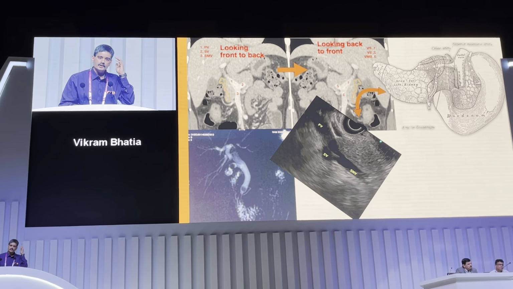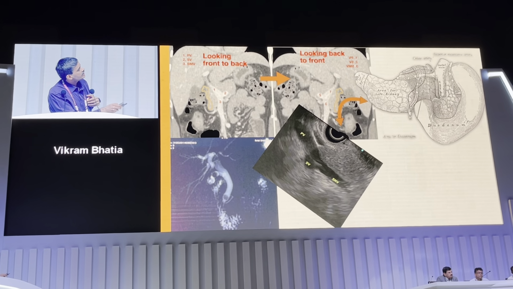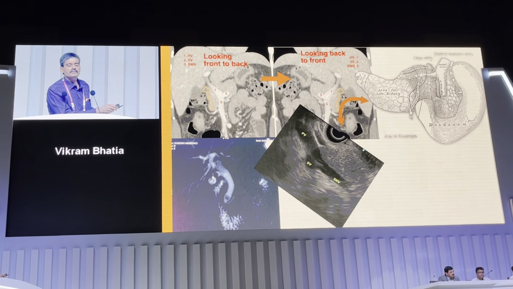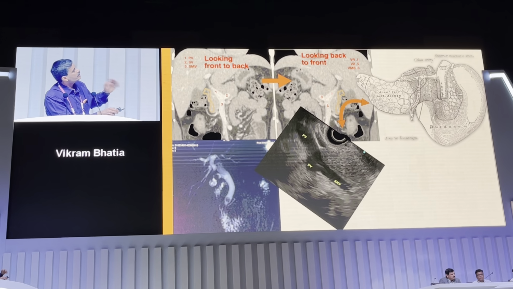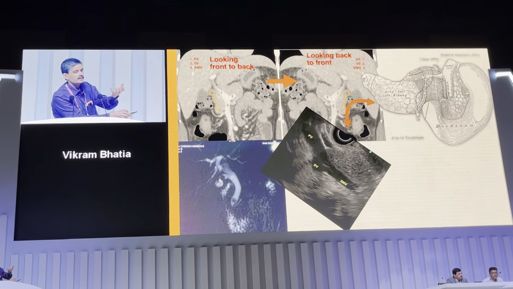So if you have to understand this in your mind and go home and study, I would suggest you look at these kinds of images from Gray's Anatomy, which displays imaging looking from behind to front. So this is the duodenal bulb. This is the pancreatic head nestled in the duodenal bulb.